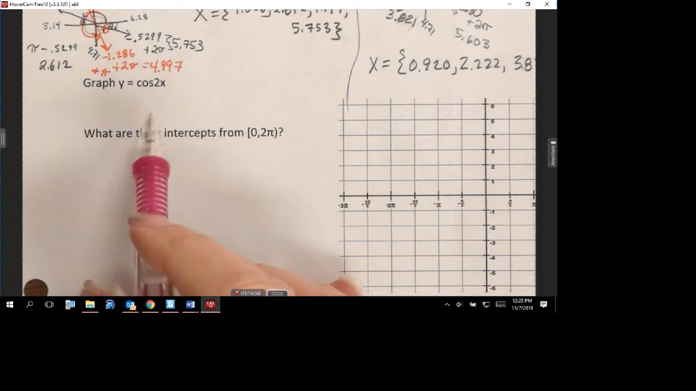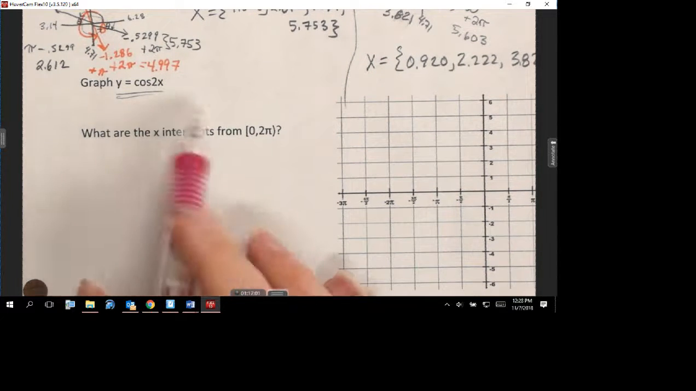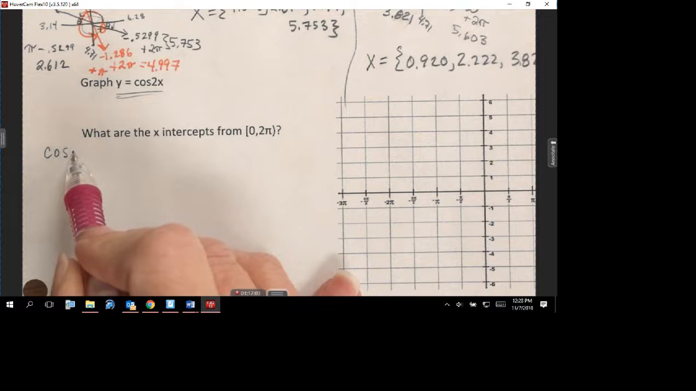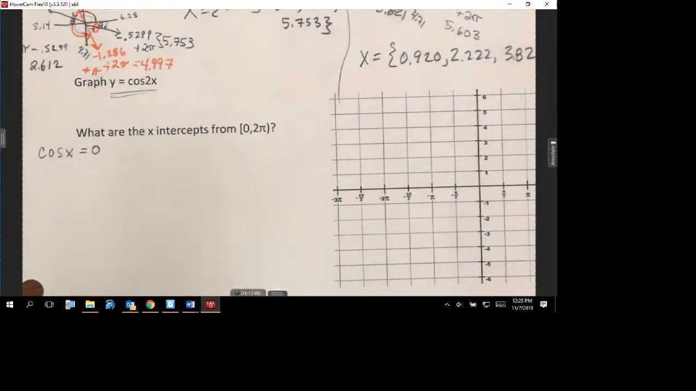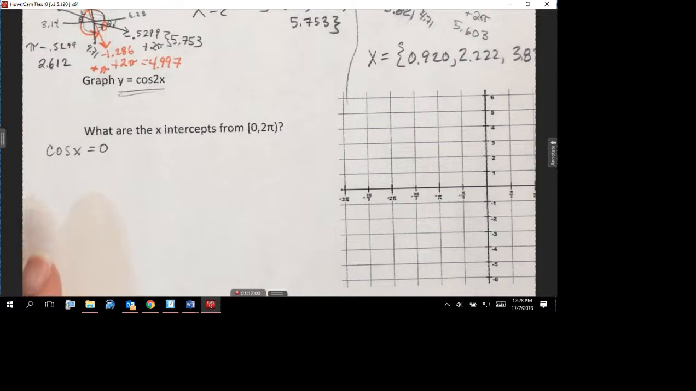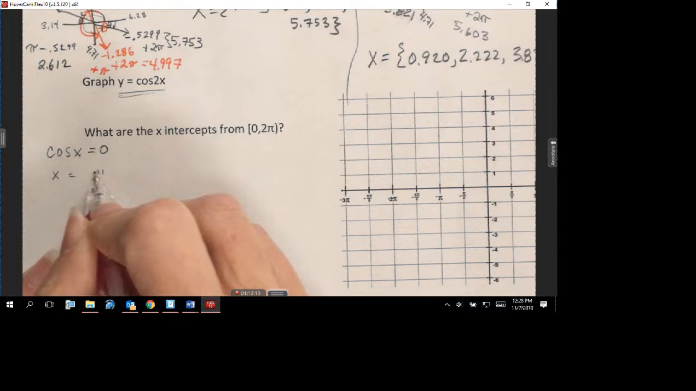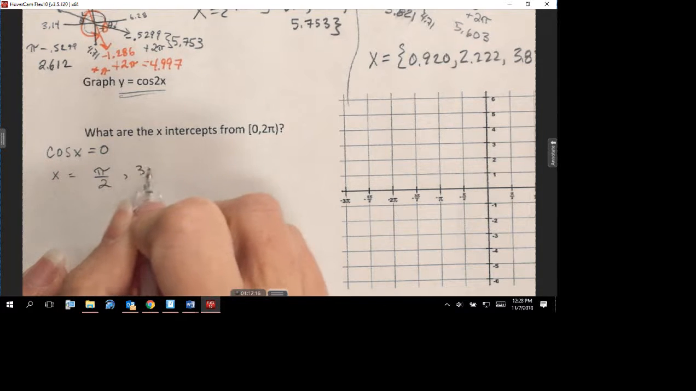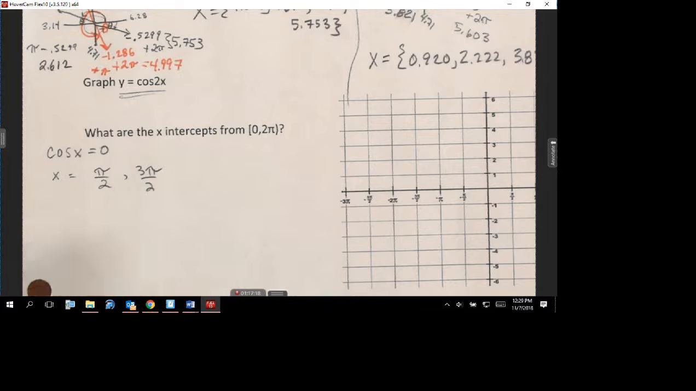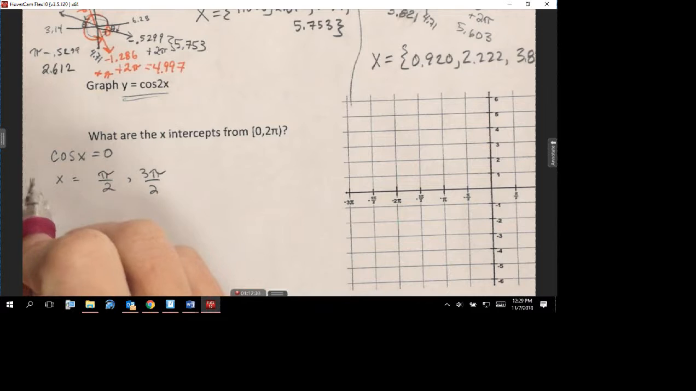All right, so we're trying to find y equals cosine 2x, and you guys should already know where cosine x equals 0. Where is cosine x equals 0? But since there's now a horizontal shrink, like an accordion, we're squeezing it together. How many cycles fit between 0 and 2 pi now? 2 full cycles. So what I'm going to do is, this is the first cycle here.